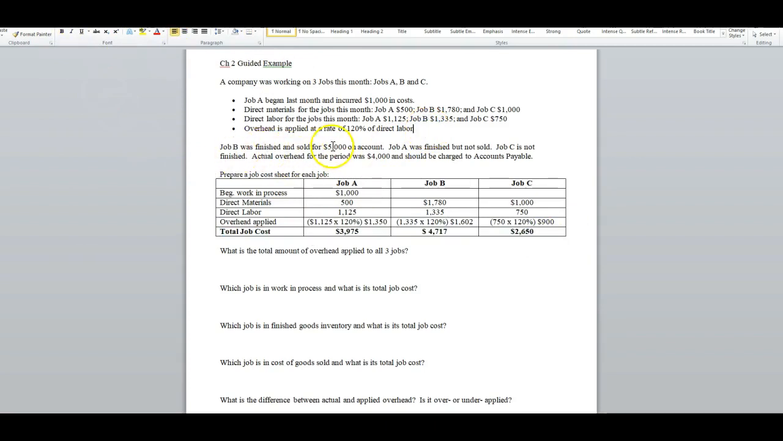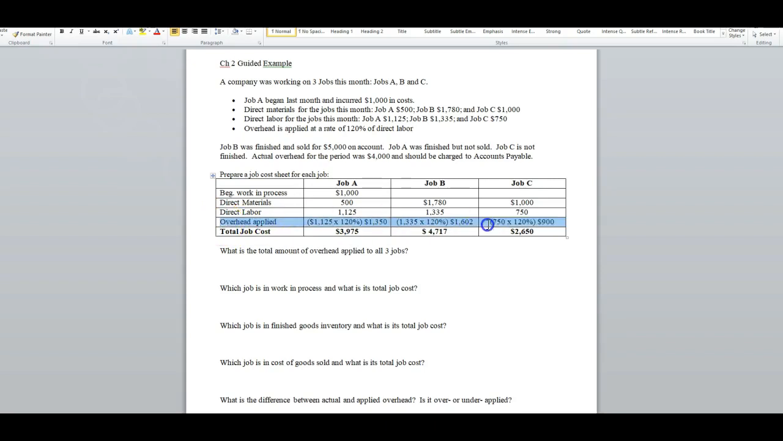Now it says job B was finished and sold for $5,000 on account. So job B has been finished. Job A has also been finished, but it was not sold. Job C is not finished. Then it says actual overhead for the period was $5,000 and should be charged to accounts payable. We'll use some of that information in just a few minutes. Right now it says what is the total amount of overhead applied to all 3 jobs.